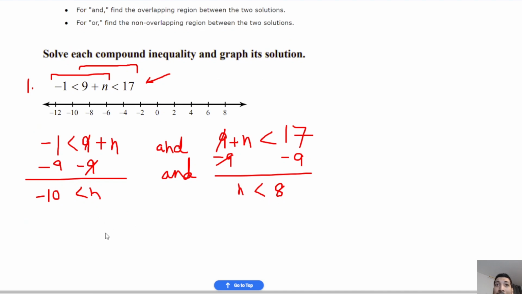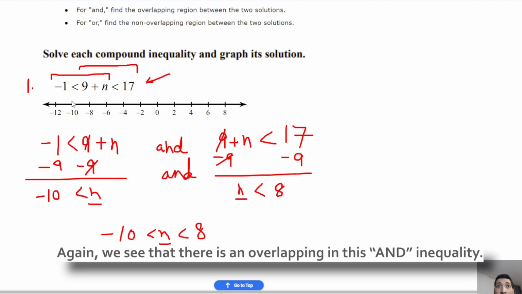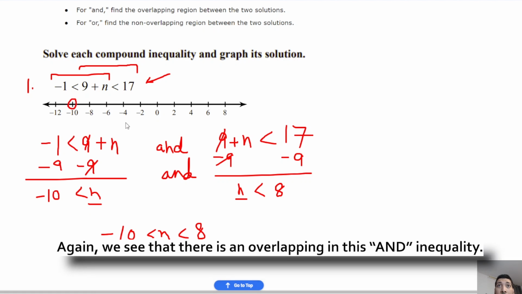So this can be written as a single inequality. We can write this as -10 less than n less than 8. We can take this variable as a common variable and write it at the center. So now we have this -10 right here, and we have this 8 right here. Since this n lies between -10 and 8, we shade this region, and we keep the circle open because there is no equal sign in any of the inequality sign.